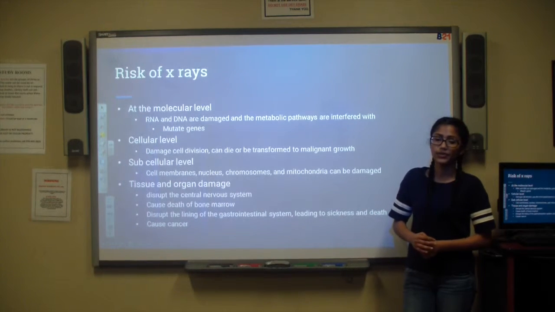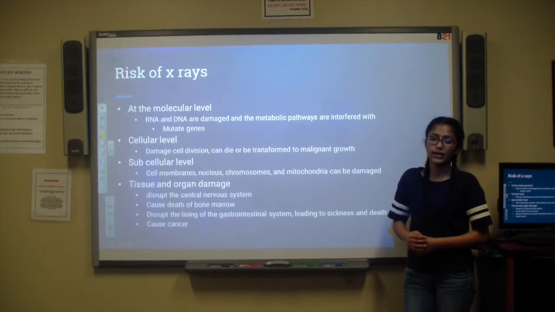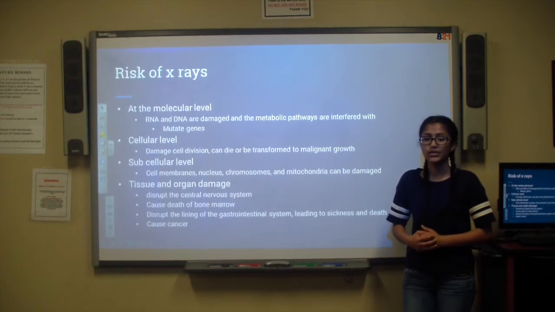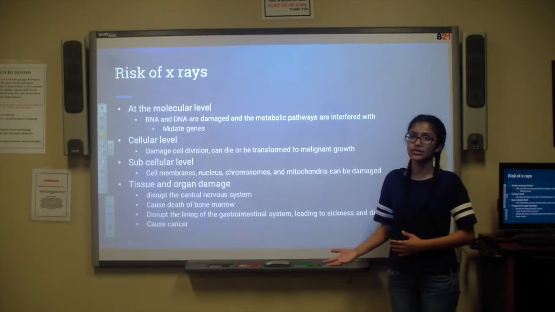And lastly, on the tissue and organ level, it can disrupt the central nervous system, cause death of bone marrow, disrupt the lining of the gastrointestinal system, leading to sickness and death, and it can also cause cancer.